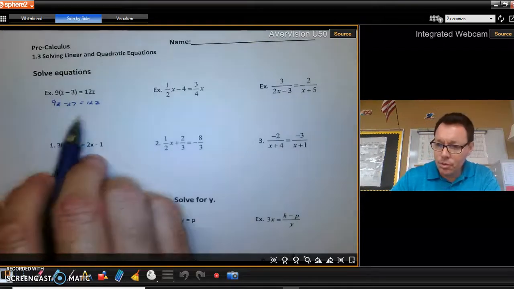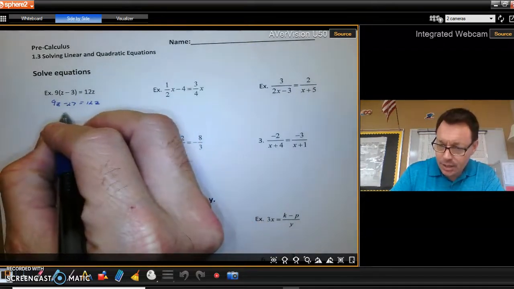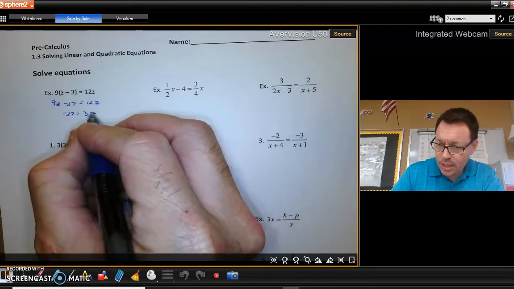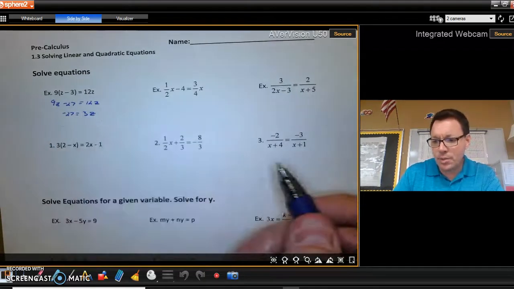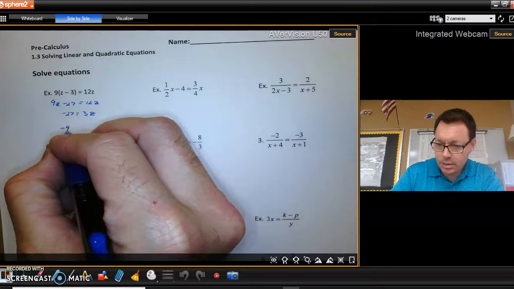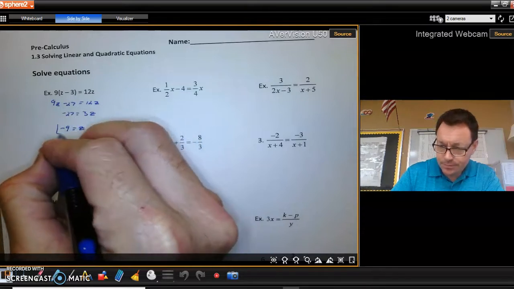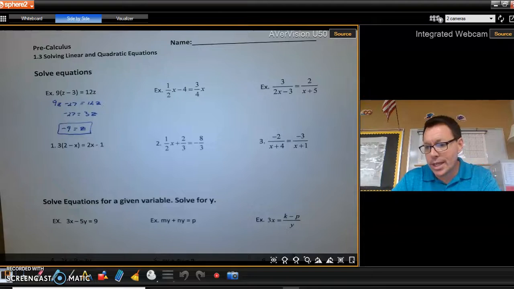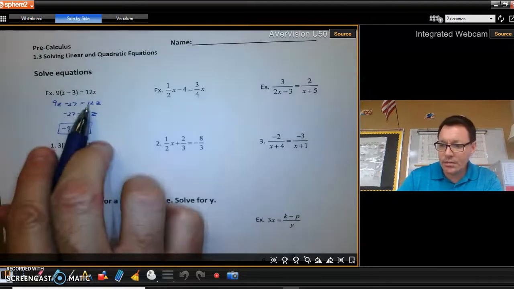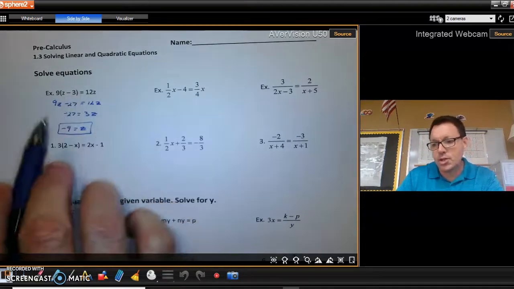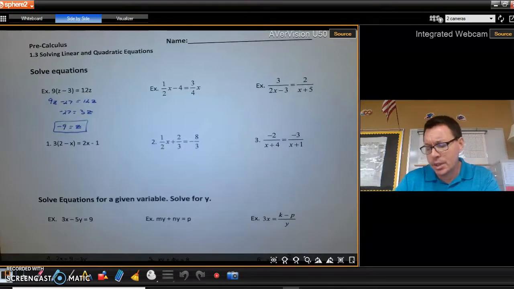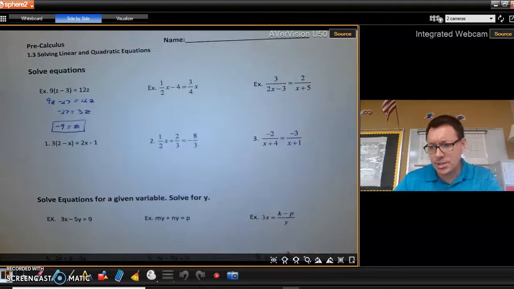Okay, so I'm going to move the 9z to the other side. Negative 27 equals 3z. And then I'm going to divide both sides by 3. And then I'm all done. Okay, I've solved that equation. And I could check that solution. I could plug the negative 9 in for both of those z's, make sure my left and right side equal each other. On the next example, the next example involves some fractions, and that's fine.